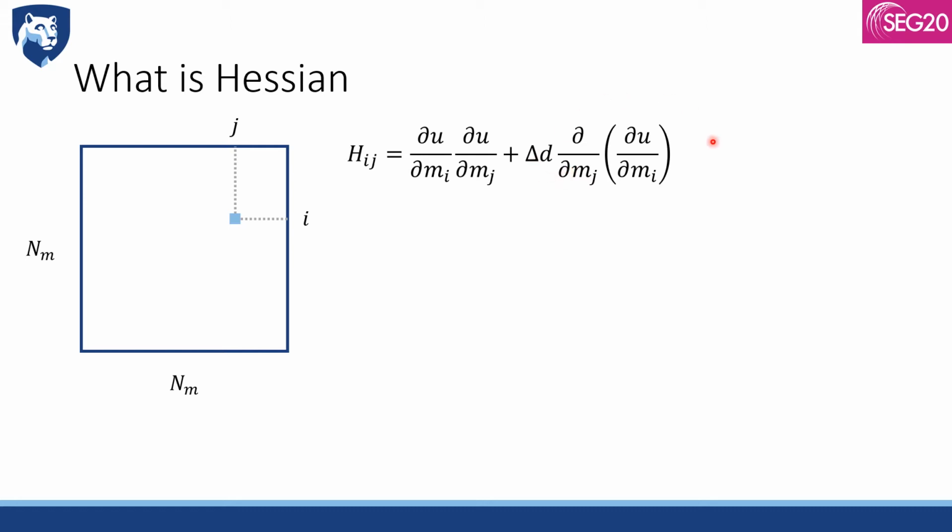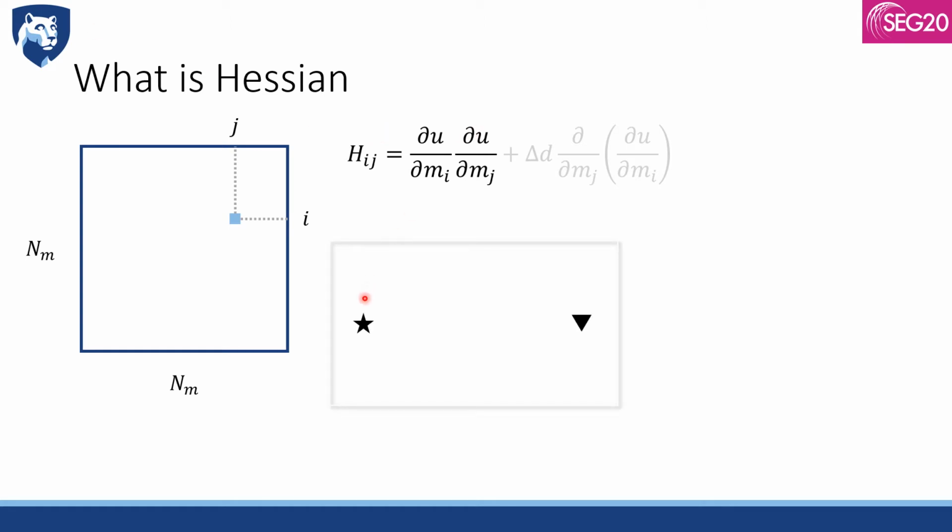The second term is generally pretty small, and it is usually ignored. So now let's forget about it for the time being. The first term is the so-called Gauss-Newton approximate Hessian. Now let's talk about what it physically represents.